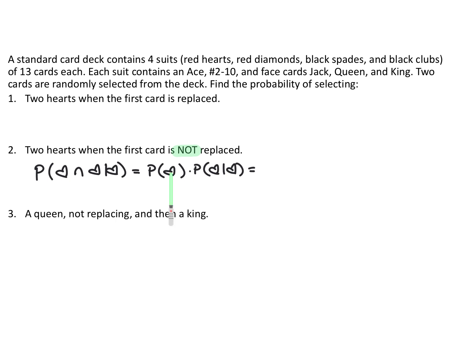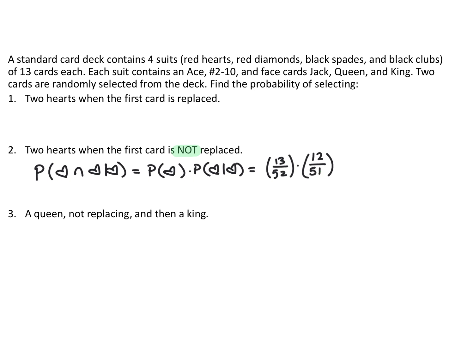For the first one, I know that there are 13 hearts in the full deck of 52 cards. So for the first probability, it's just going to be 13 out of 52. For the second one, I have to think about what just happened. I just pulled 1 card out of the deck and didn't replace it. So now my total is down to 51. And if we assume that one of those was a heart, my total number of hearts has gone from 13 down to 12.